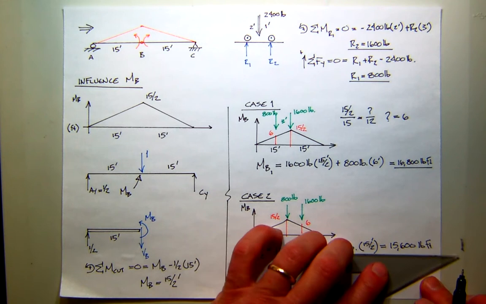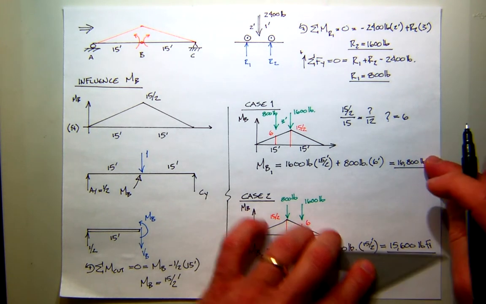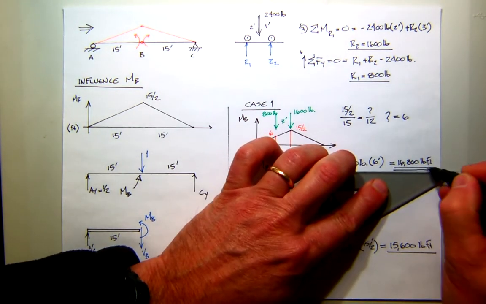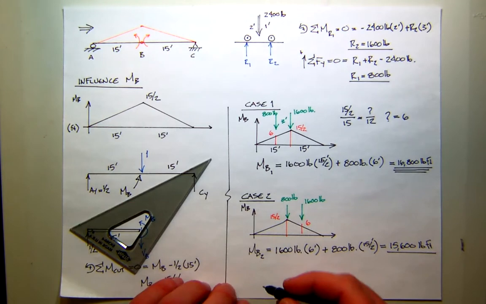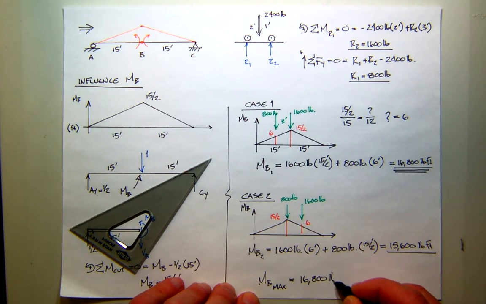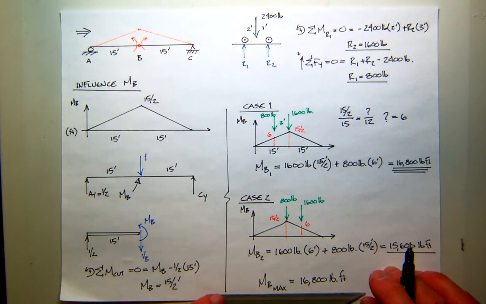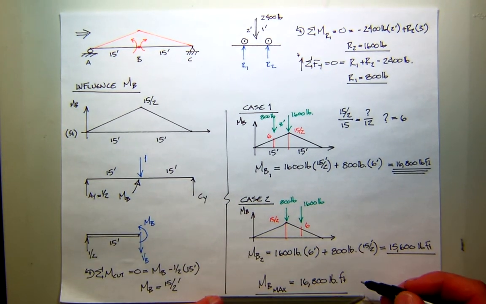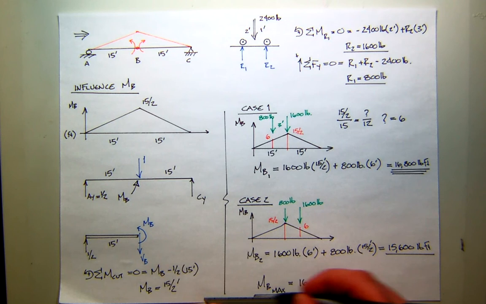So those are the two possible scenarios, but I think it's easy to see that that's the winner. So the moment at B max for this particular vehicle would be 16,800 pound feet. Anybody have any questions about that?